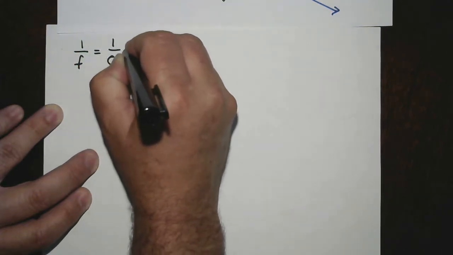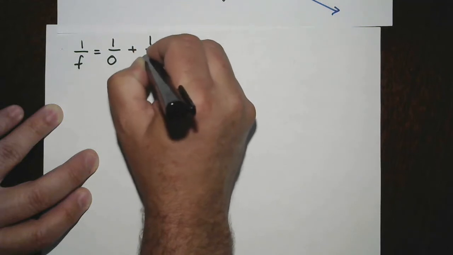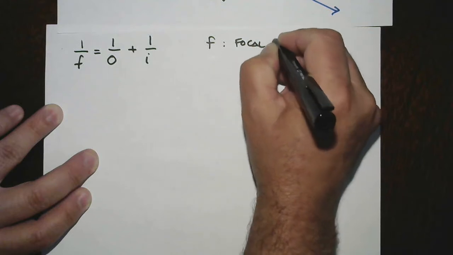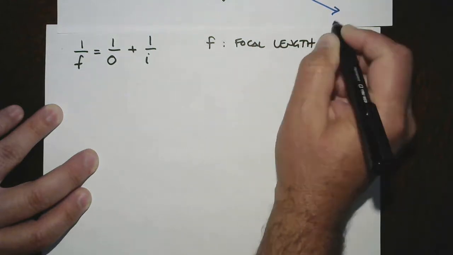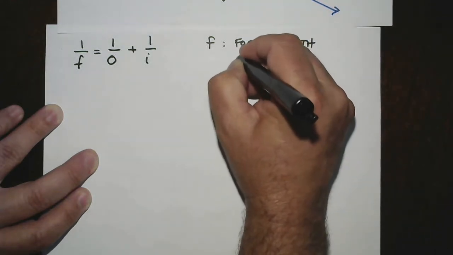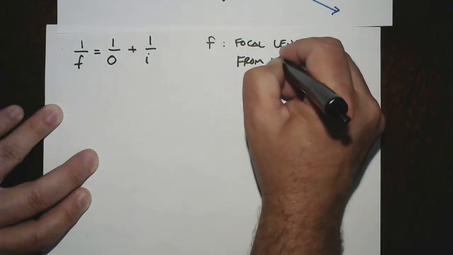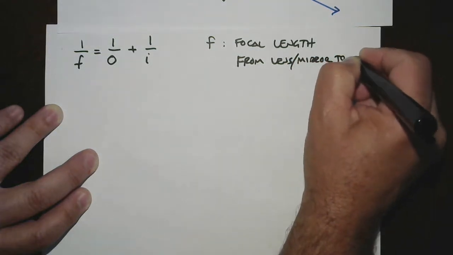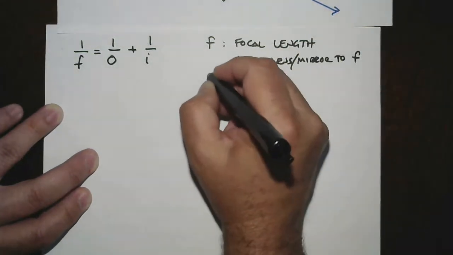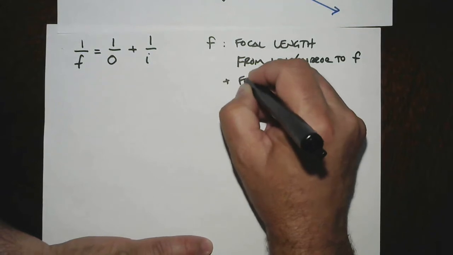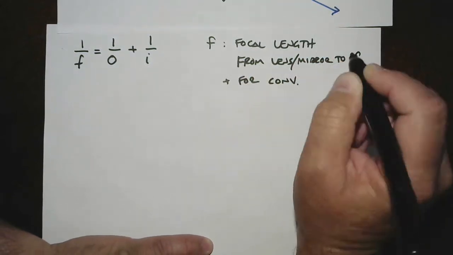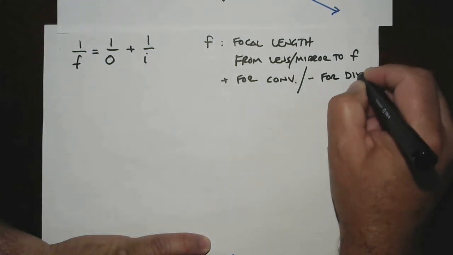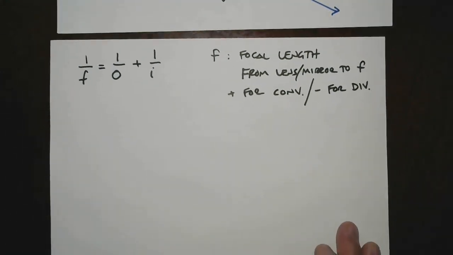1 over f equals 1 over o plus 1 over i. f stands for the focal length, and it's measured from the lens or mirror to the focal point. This will be positive for converging type of lenses and mirrors, and it'll be negative for diverging type of lenses or mirrors.